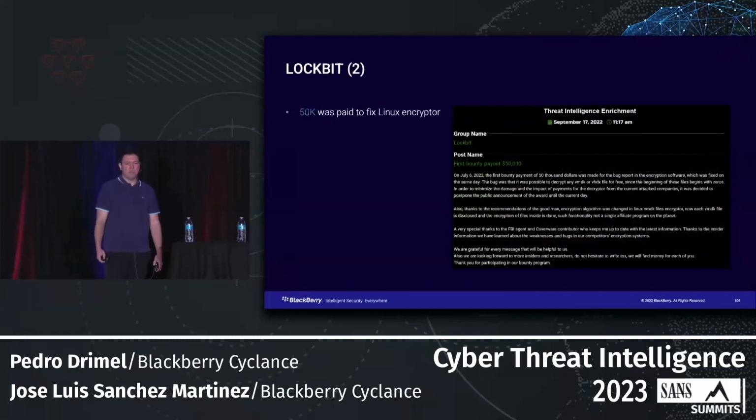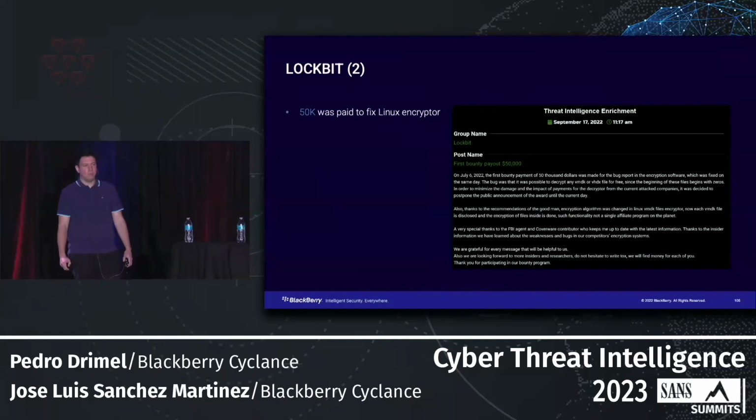And why is it relevant? We could not confirm in terms of the sample itself if they really fixed this, but there was a bug bounty of $50K for someone who found a bug in the encryption algorithm for their Linux encryptor. If they're willing to pay that amount of money, it means they are really serious about that. Seeing criminals paying a bug bounty is a bit scary, but yeah.